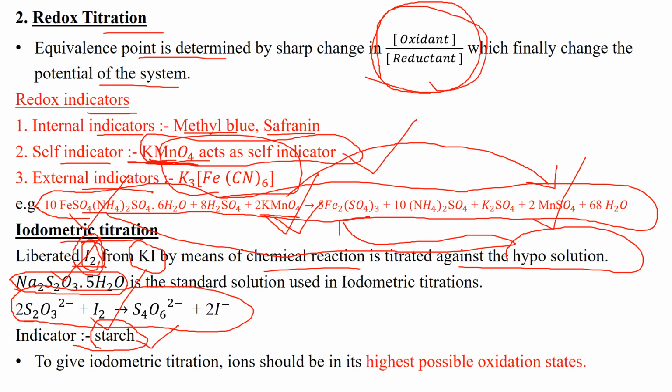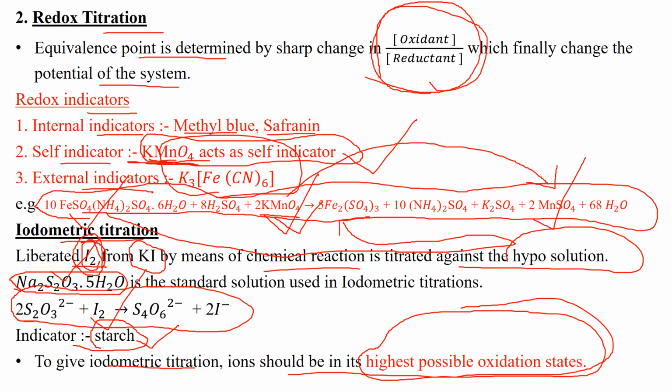And for an ion to give iodometric titration, it should be in the highest possible oxidation state, right? It is a very important point. To give iodometric titrations, any ion should be in the highest possible oxidation state. We will discuss this concept in tackling the numerical problems, right? While we solve the multiple choice questions, we will tackle this concept.